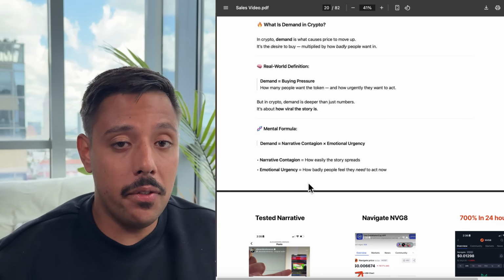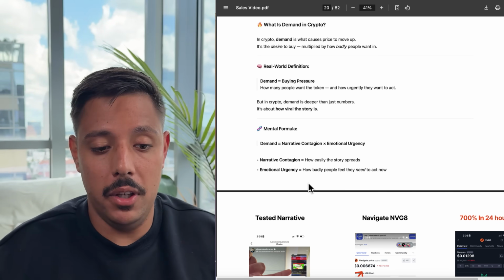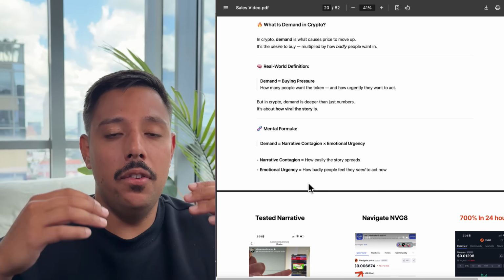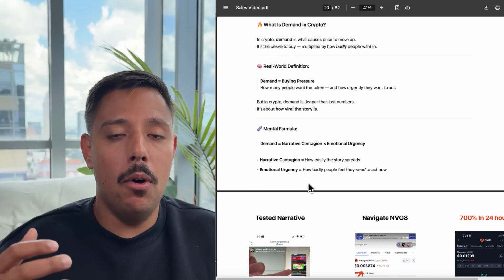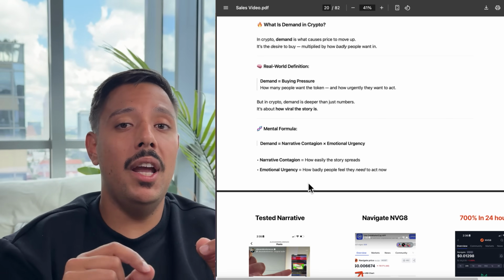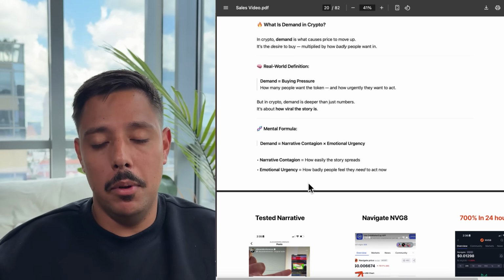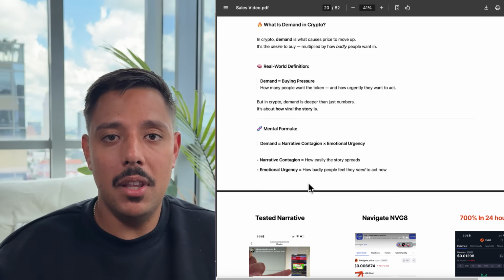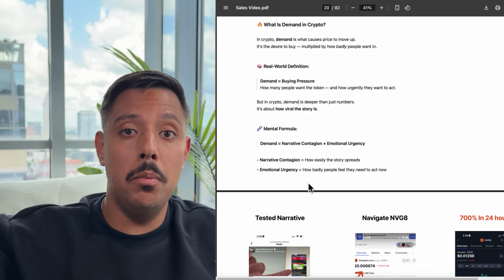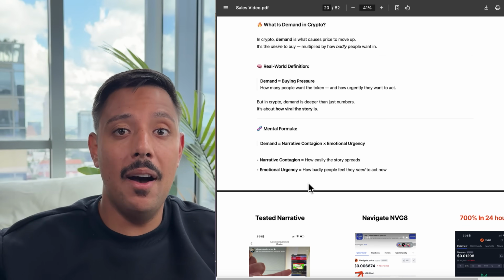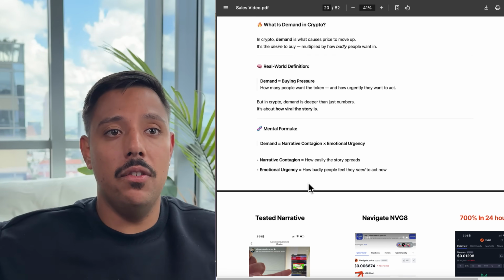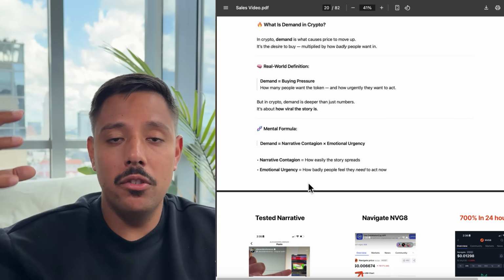Now, it's not just that, it's also emotional urgency: how badly people feel like they need to buy this coin. This is clearly identified with a concept called the hair on fire problem. Do they have a solution to a hair on fire problem? Hypothetically, if my hair was on fire and this coin project sold water, I would do whatever it takes to buy that coin. It's this extreme emotional urgency.